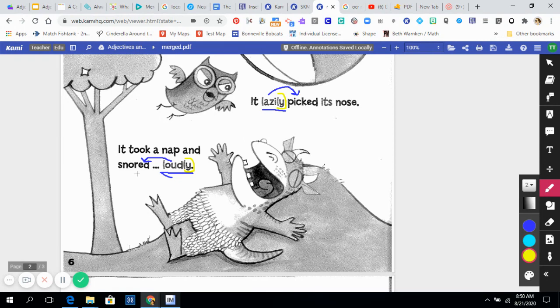Okay, so today I think we did an awesome job looking with our writer's eyes as to how writers help readers see clear pictures in their minds by using describing words such as adjectives and adverbs. So today, tomorrow, and for the rest of your life, what should you do? You should be looking for and using adjectives in your own writing.